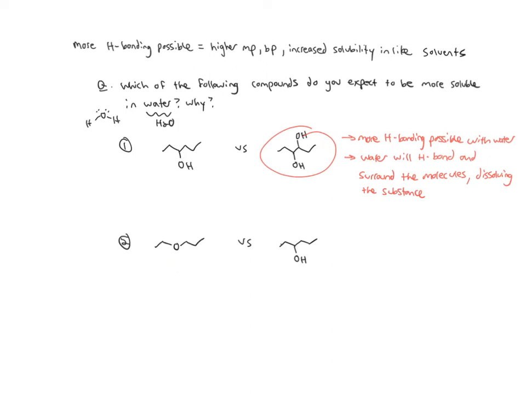When we go down to look at the second example, we have an ether. This is an oxygen bound to two carbons, and we also have an alcohol, so ether versus alcohol. With this one, it's a little bit more tricky. The H's of the water can interact with the oxygen, but this molecule doesn't have any H's that it can give back to the water. It does have H's on the molecule, but they're not attached to the electronegative atom. They're attached to carbons only. So this one can accept H bonds from the water, but it can't donate H bonds to water.